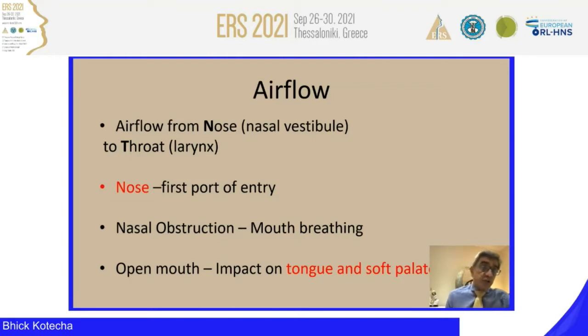Any factors that contribute to nasal obstruction will result in mouth breathing. And when the mouth is open, it will undoubtedly have an impact on the tongue and the soft palate. On the tongue, because there's retraction of the mandible, and on the palate, because the airflow will be turbulent and it will exaggerate palatal vibration.